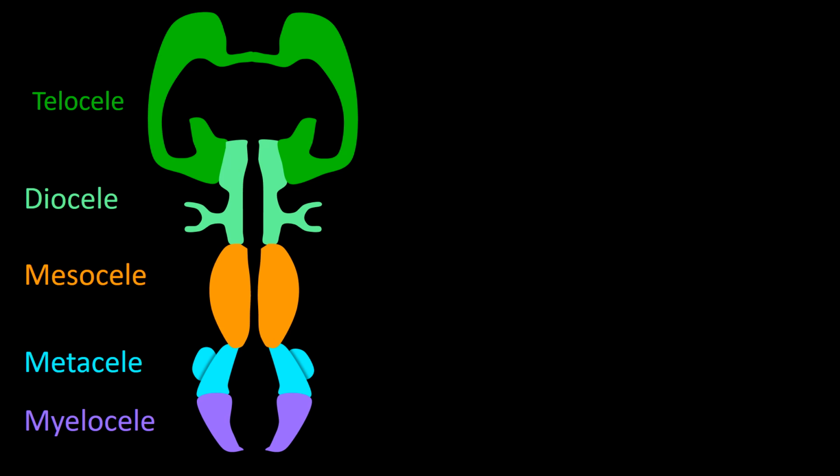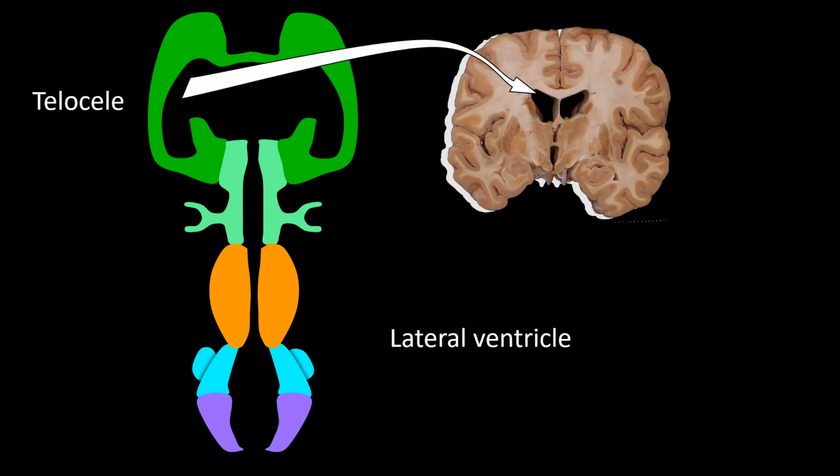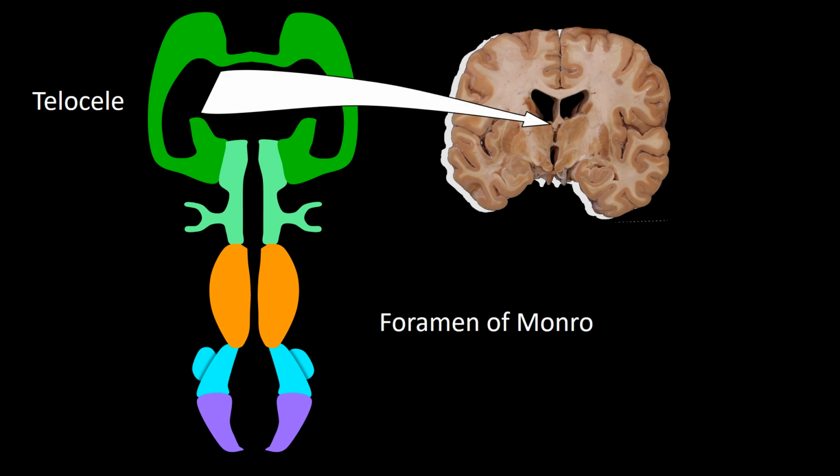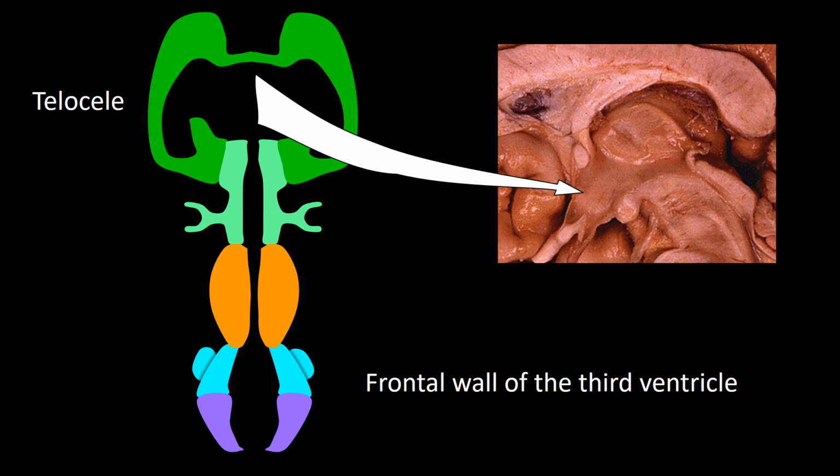Here I have represented the embryonic brain at 45 days gestational age. The name by the side corresponds to the cavities. I will now indicate the structures they give rise to. The lateral aspect of the telocele becomes the lateral ventricle. The region of the telocele between the medial eminence and the telencephalic wall, as indicated by the arrow, becomes the foramen of Monro. The rostral most part of the telocele becomes the frontalmost part of the third ventricle.